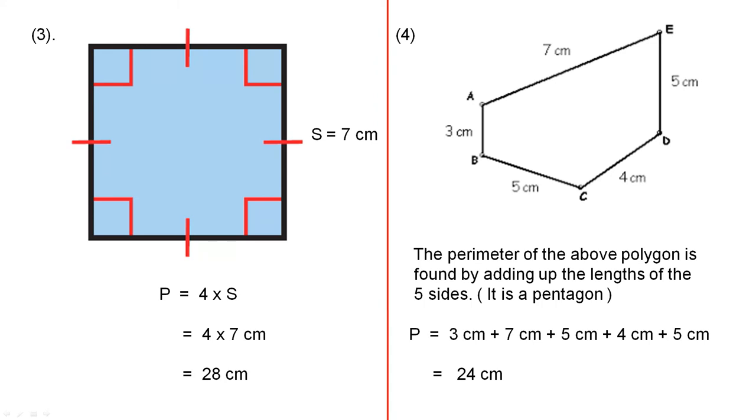So this video has introduced the idea of perimeter, where we find the total distance around a closed shape, where the closed shape is made up of straight lines, and all you do is add all the individual lengths together to obtain the perimeter.